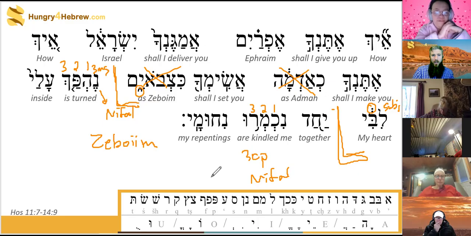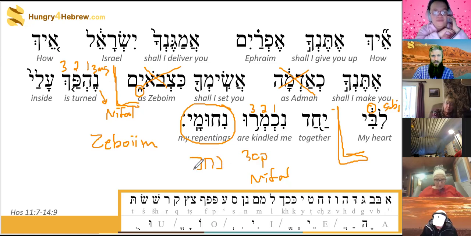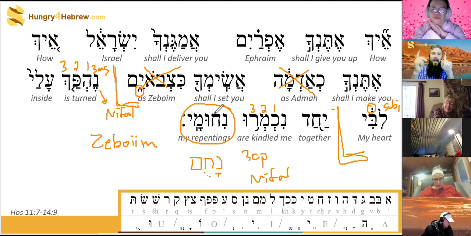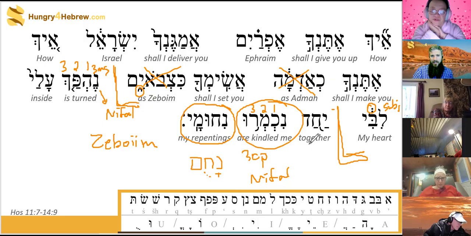Nihumai. What's the root of nihumai? Nacham. Does anybody know a book of the Bible that's related to this root? Nehemiah. Okay. Very good. So Nehemiah and also Nahum. I think of comfort more than kindled. Right. Well, yeah, but Nahum has to do with relenting, repenting, comfort. I'm asking about this one over here, Nichmeru.